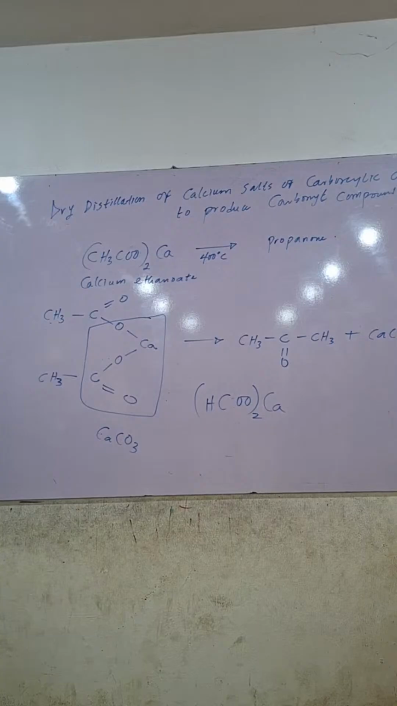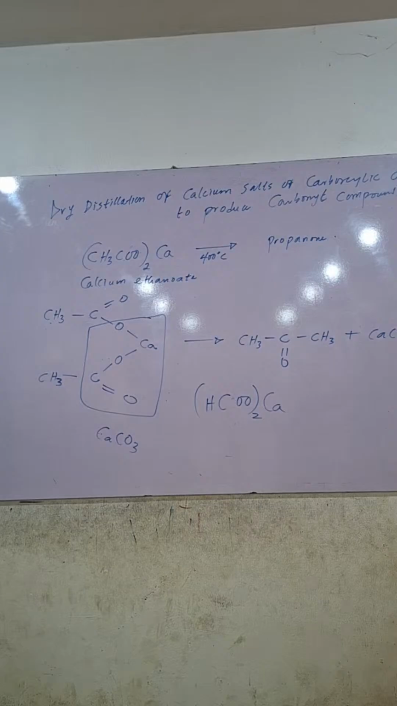I don't know if you understand what I'm saying. Look at that first one, calcium ethanoate. There are 4 carbons now because it is calcium ethanoate, 2 ethanoates making 4 carbons. Remove 1 carbon, what do you have left? 3 carbons. Then you will have propanone.